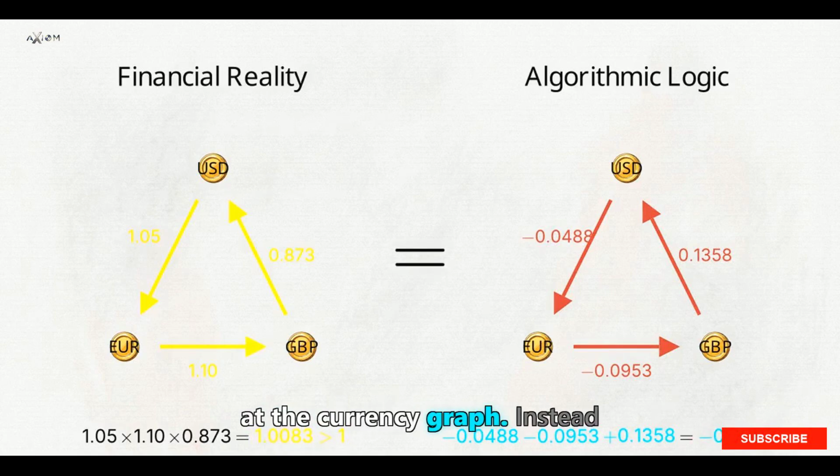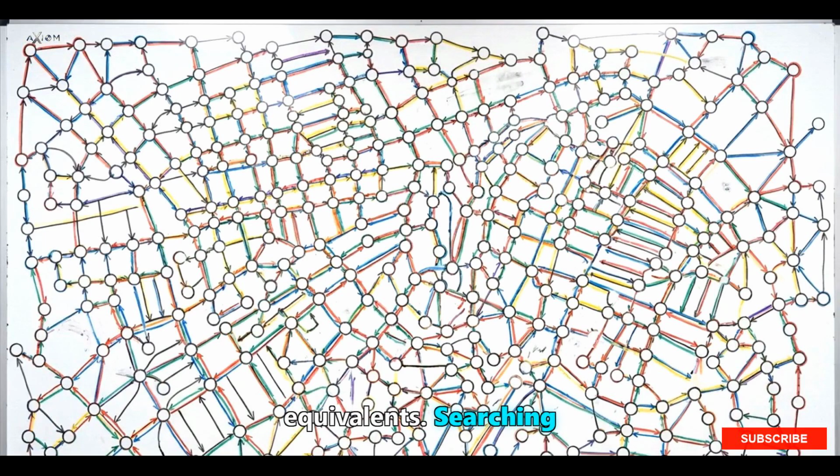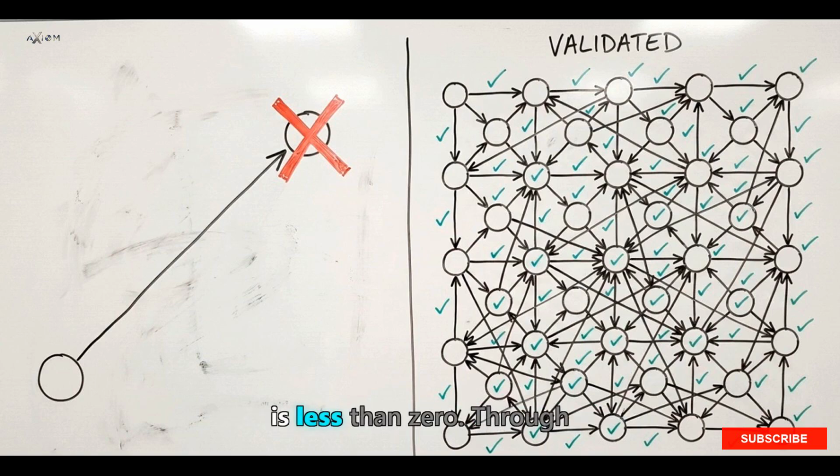Look at the currency graph. Instead of using the raw exchange rate, we replace every edge weight with the negative logarithm of that rate. This creates mathematical equivalents. Searching for a trade sequence where the product of the rates is greater than 1 is now exactly the same as searching for a cycle where the sum of the negative logarithms is less than 0. Through this transformation, a profitable arbitrage loop is structurally identical to a negative weight cycle.